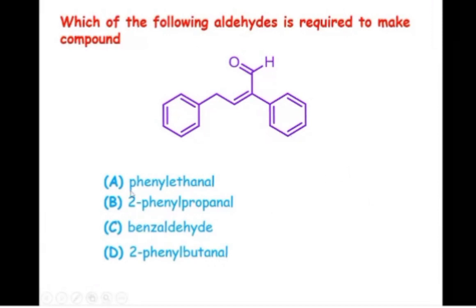However, think about A option, phenyl ethanol. Phenyl ethanol means PhCH2CHO. Another name for that one is phenyl acetaldehyde. If you take 2 equivalents of this under basic condition, this is the aldol condensation reaction which leads to this type of alpha beta unsaturated aldehyde. Okay.